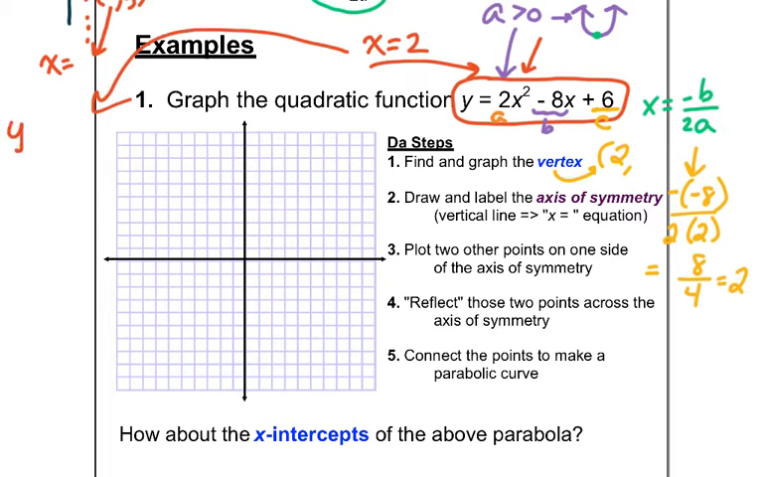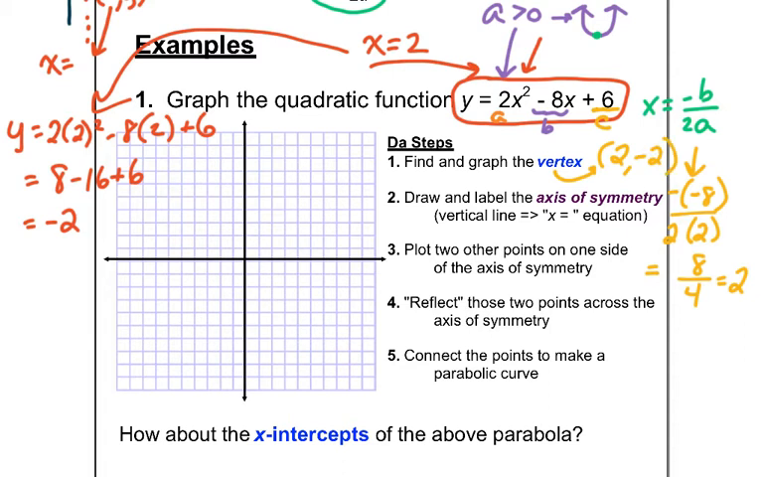So what is y when x equals 2? Let's plug it in: 2 times 2 squared minus 8 times 2 plus 6. PEMDAS says we have to square that 2 first. So 2 squared is 4, times 2, minus 8 times 2, plus 6. That's 14 minus 16, or negative 2. So my vertex over here on the right-hand side, friends, is 2 comma negative 2.